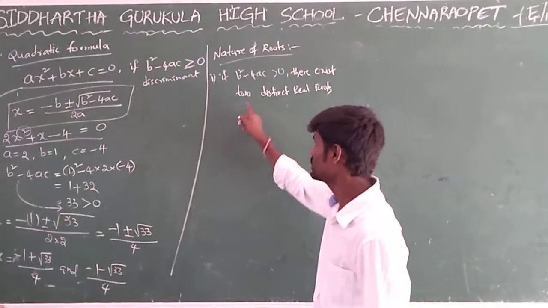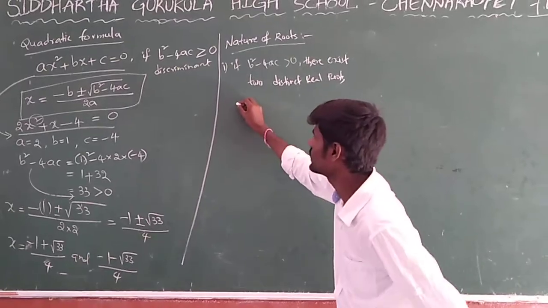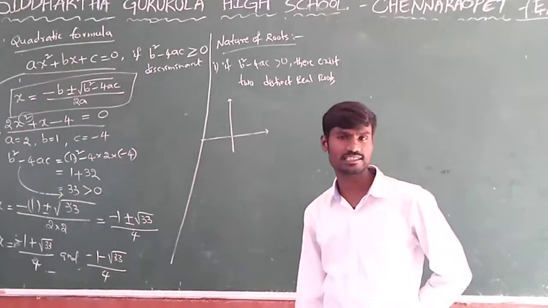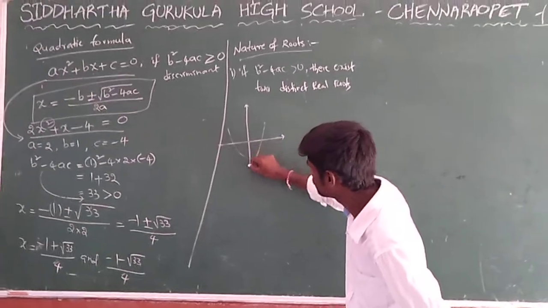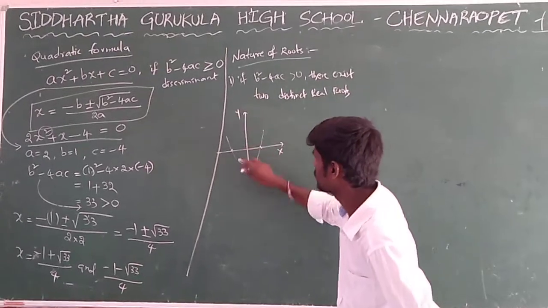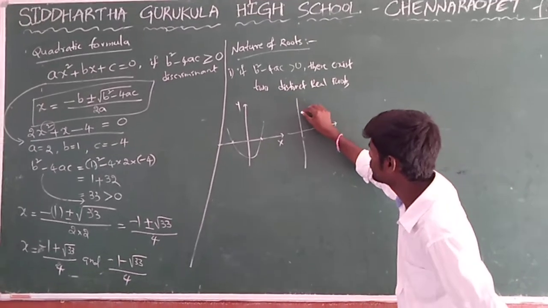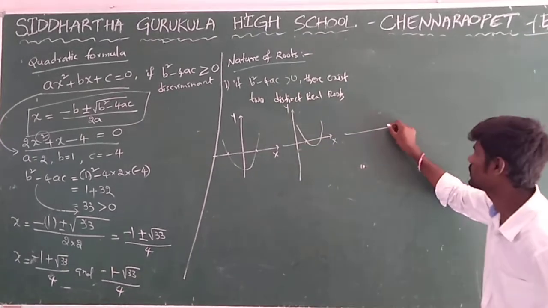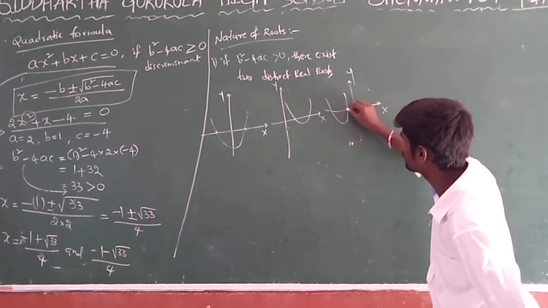In that case, if we consider the curve of the given quadratic equation, it cuts the x-axis at two different points. It may be in this form, cutting the x-axis at these different points, or it may be completely on the right side, the positive side, or if we take the x and y axes, it may touch the negative x-axis.